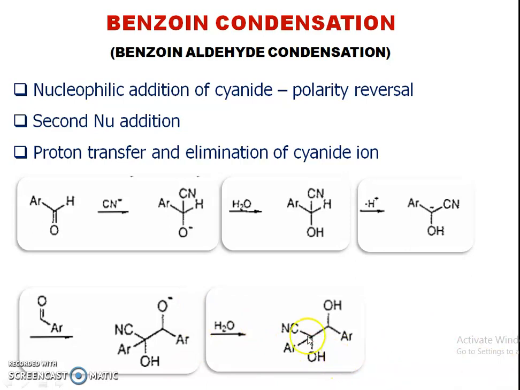Then this hydroxy compound gives an OH minus in the system. That OH minus can undergo an acid-base reaction and remove this hydroxyl hydrogen. Then it becomes O minus. That O minus can expel this cyano group, and it finally forms benzoin.